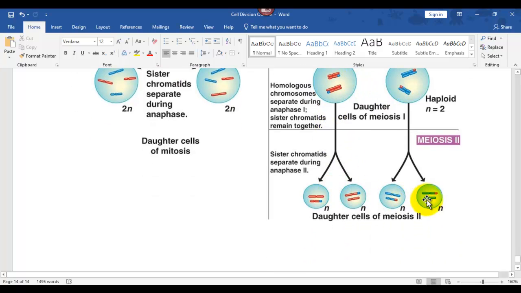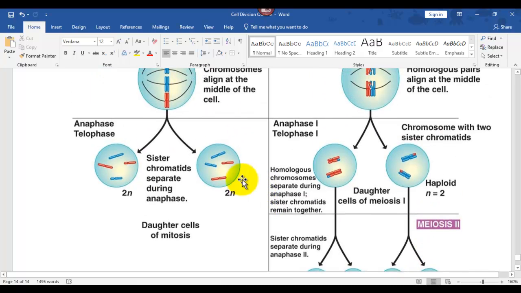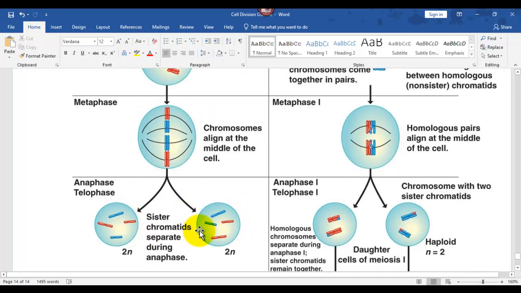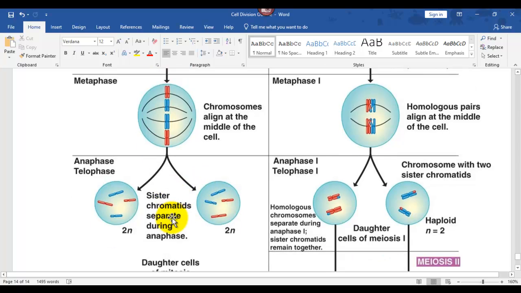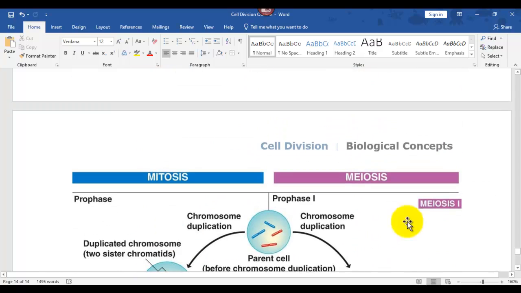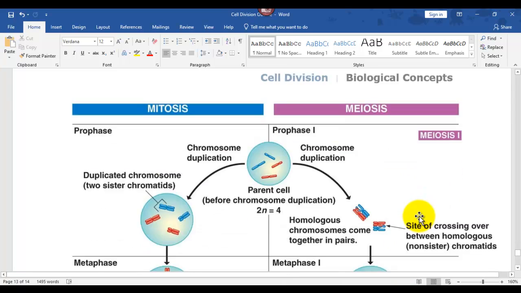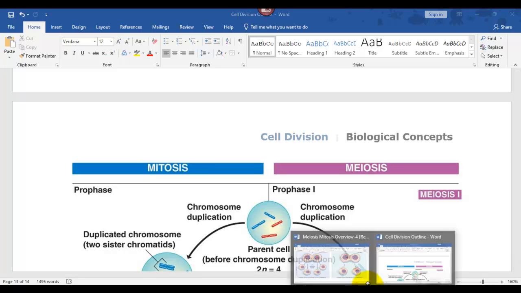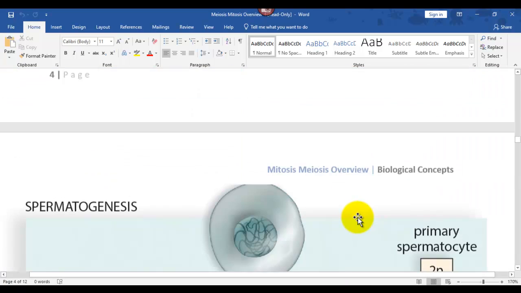And then when these split, you get 4 cells with 23 chromosomes. So if you do the math there, that ends up being 92. So same as here, you'd have 46 and 46. But in mitosis, you get 2 genetically identical daughter cells. Here you get 4 haploid cells, and they are not genetically identical to the original cell. I hope that makes sense. I think after you do your lab, it'll hopefully reinforce that even more.